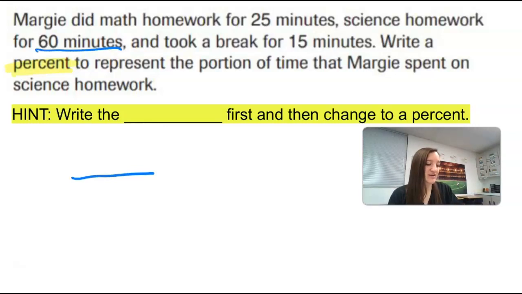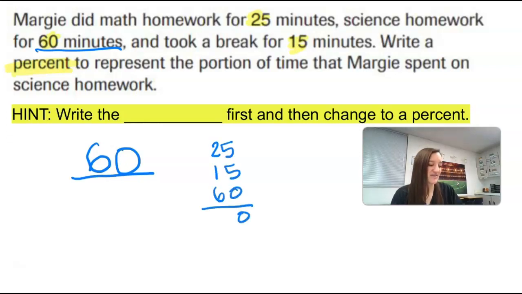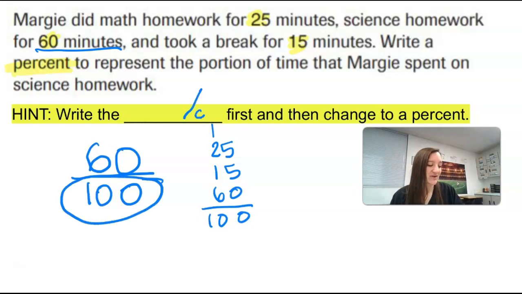Science homework took her 60 minutes. And the total will be all of the minutes put together. So if we have 25 plus 15 plus 60, that will be 100. So this one works out perfectly because the bottom number is already 100, which means we can take the 100 and turn it into, oh, that's not what goes there. Hold on. What I meant to say is write the fraction first.